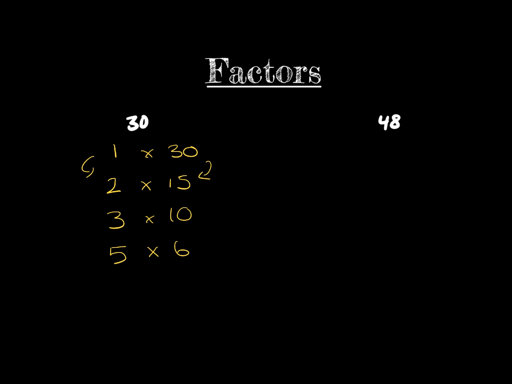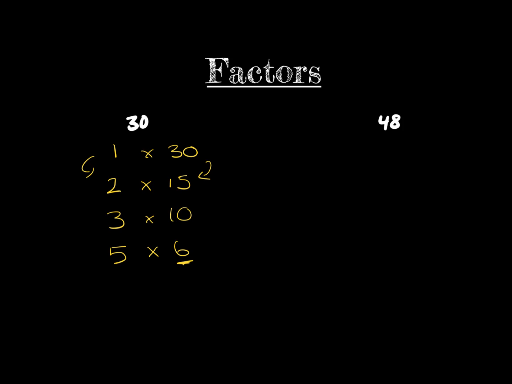Now, we've done 1, 2, 3, 4 didn't work, and we've now done 5. The next number after 5 is 6, but we've already got 6 here, so that means we have completed all our factors of 30. So there are 8 factors of 30: 1, 2, 3, 5, 6, 10, 15, and 30. Those are the factors of 30.